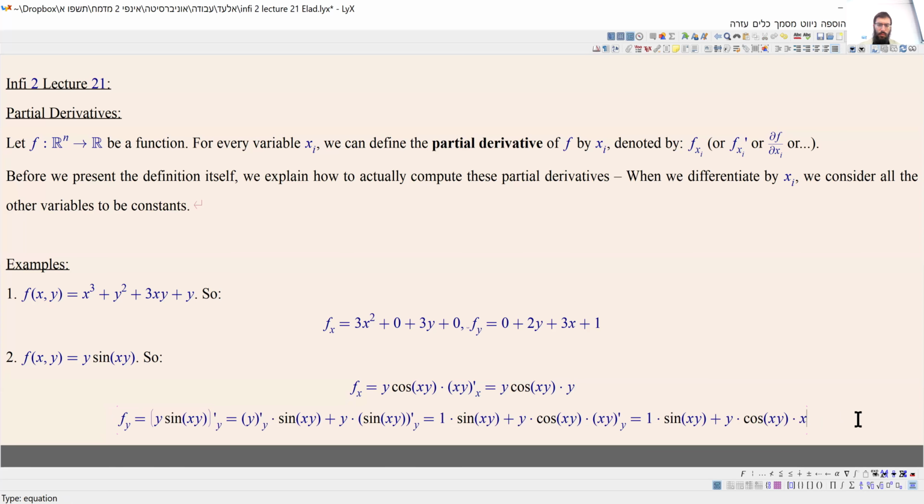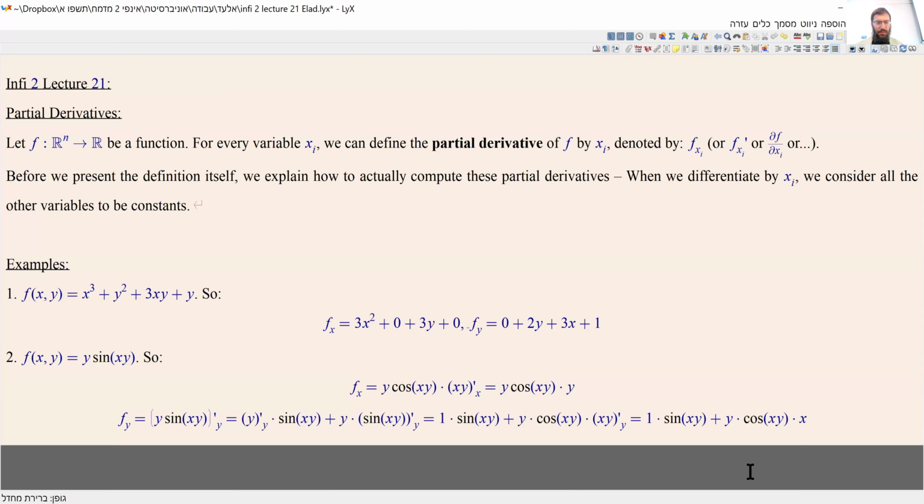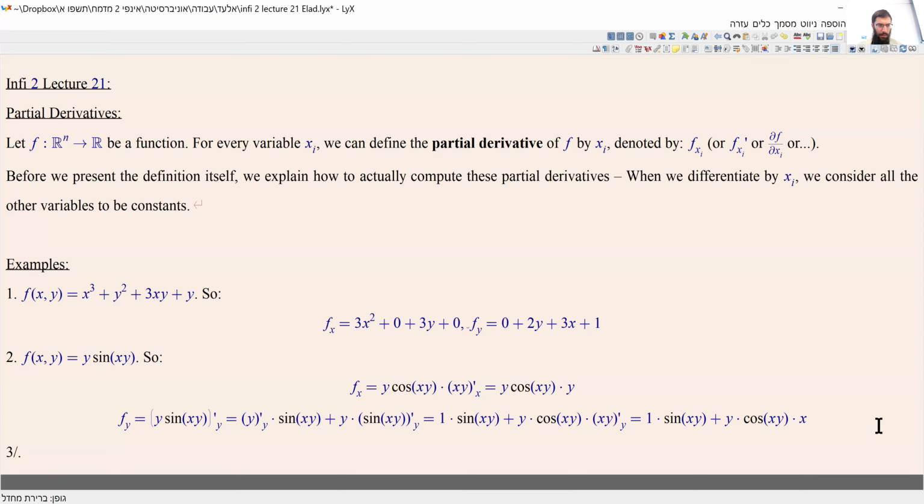So, one bit more tricky, a bit more interesting example. Here, changing our point of view from x to y changes the way we look at the function. It's not a scalar anymore. It's a product, it's a multiplication. And we differentiate the way it needs to be. You know what? Let's look for another example, where the difference between x and y is even more emphasized.